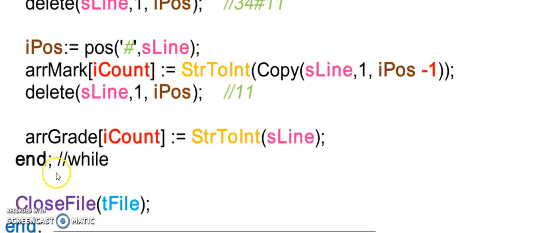Now the last code for this procedure would be closing the text file. Make sure it's outside of your loop. And I want to close file tfile, so that I remove it from the RAM. I would like to later on maybe read from it again, or maybe even write to the text file, and I need to close it in order to do that.